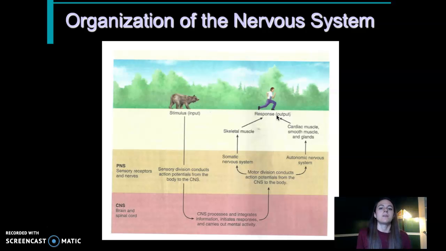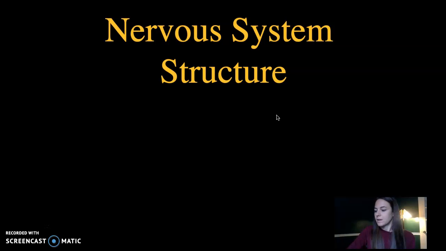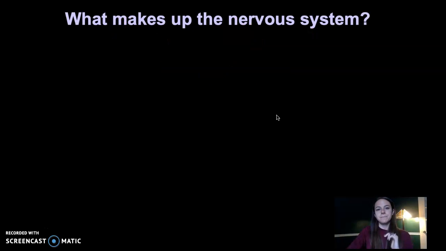The parasympathetic nervous system, on the other hand, is your response when you realize you're actually not in danger. So you startle and then you realize, oh, it's just a fire drill, and your heart rate slows back down and your breathing slows back down and you calmly stand up and go to the exit. That's the parasympathetic nervous system. So they work together with one another.